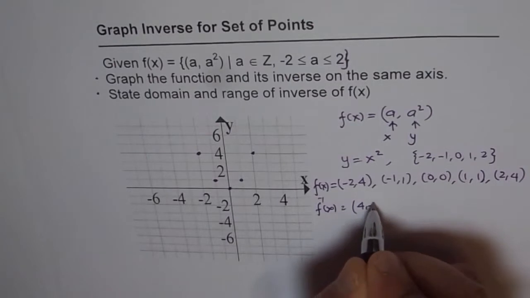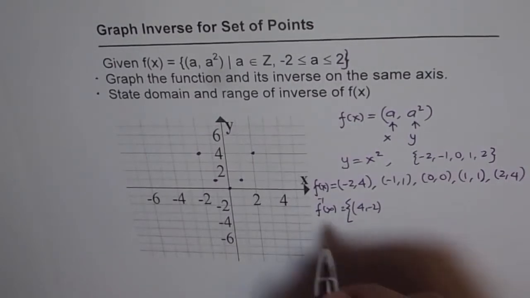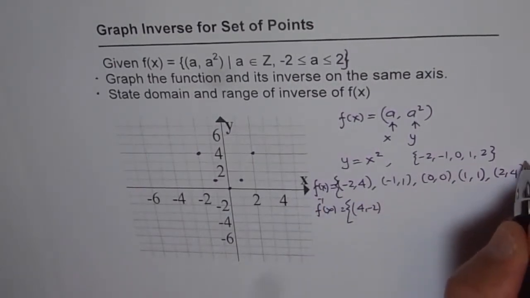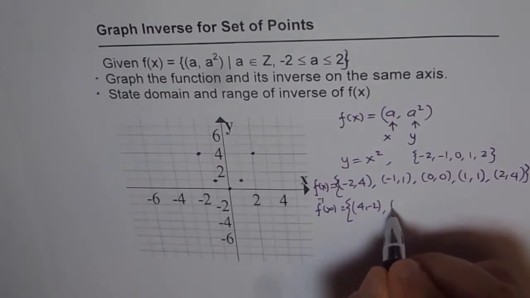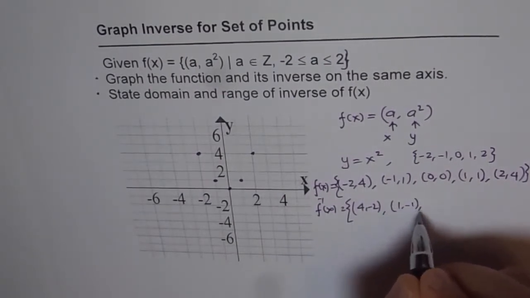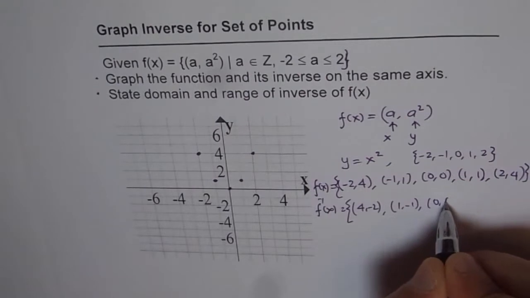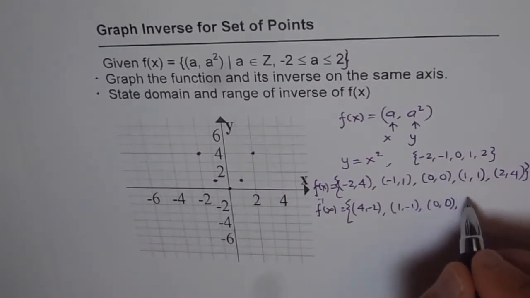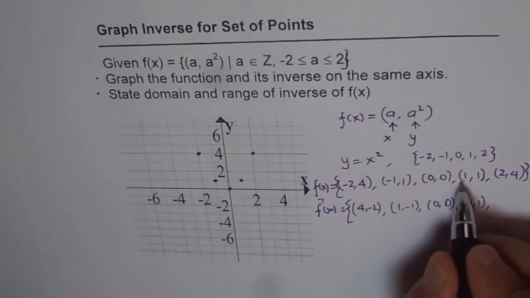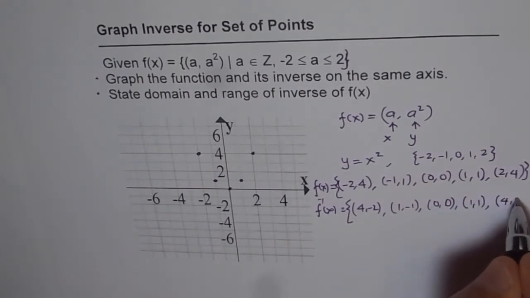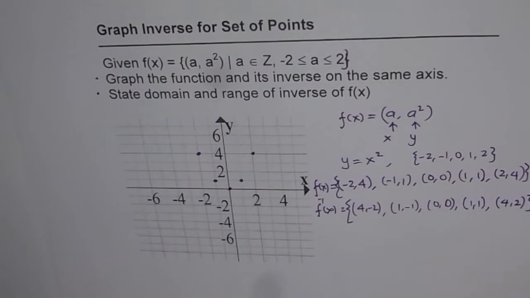You get (4, minus 2). Within this is the set of points, right? So let me put the set notation here. Kind of very important notation. (1, minus 1). (0, 0) is invariant. It just doesn't change. Same is the case with (1, 1), right? This is invariant since x and y are the same in these points. Do you understand? So these are our points.